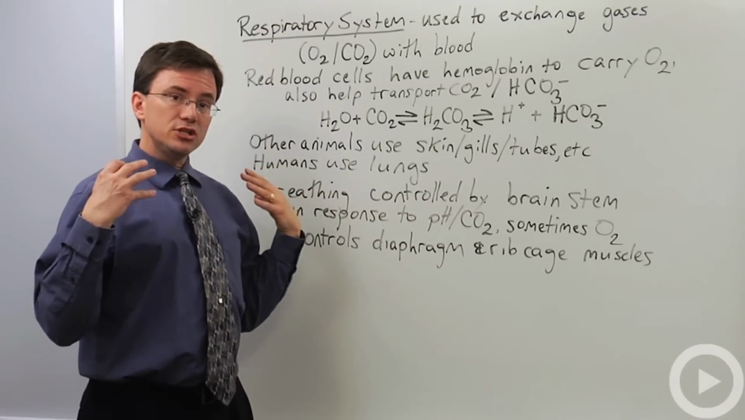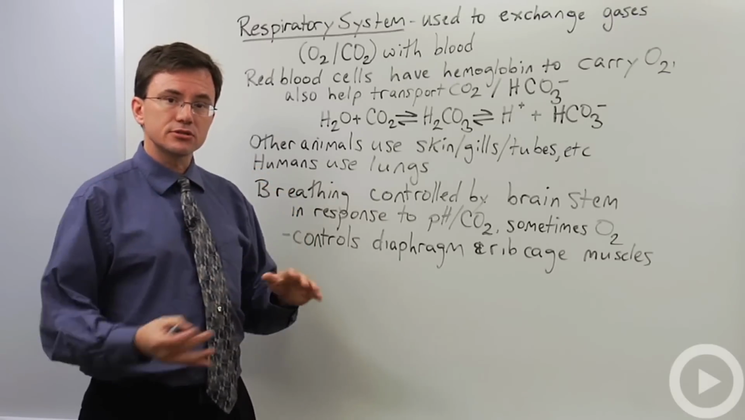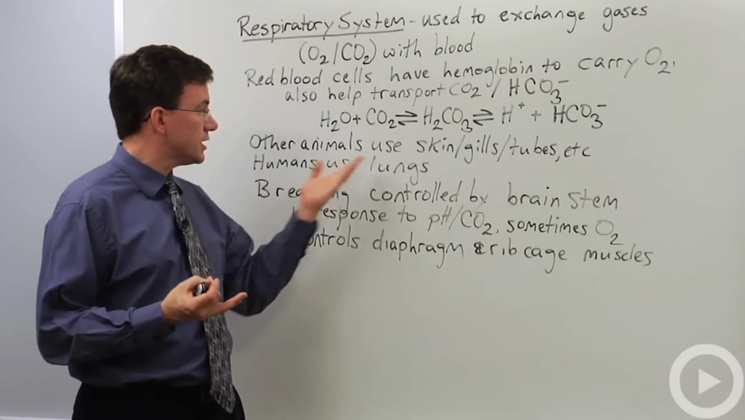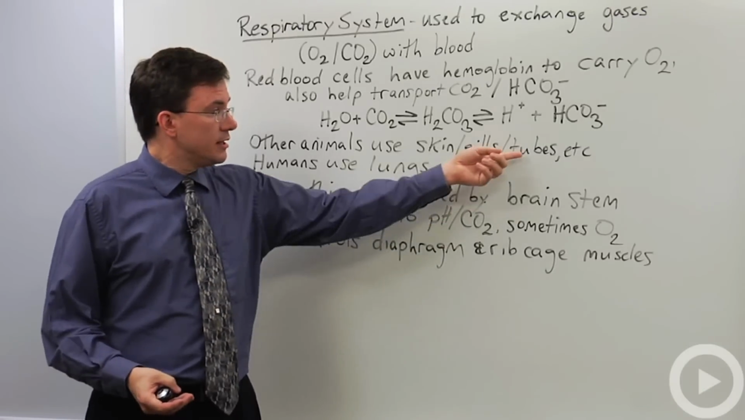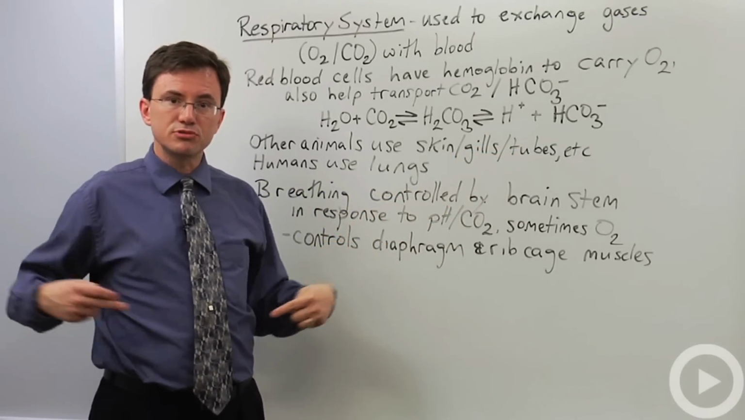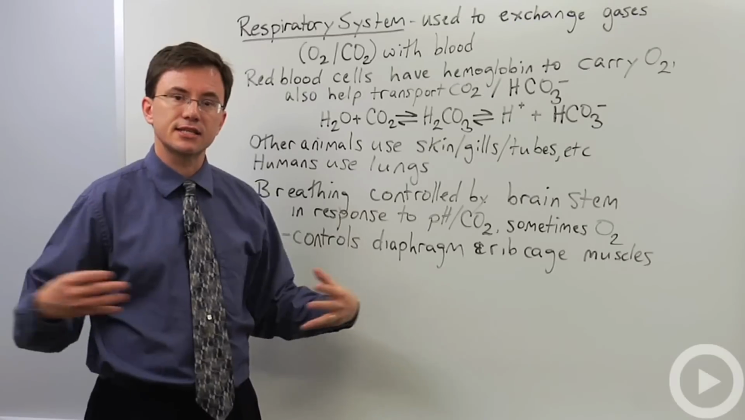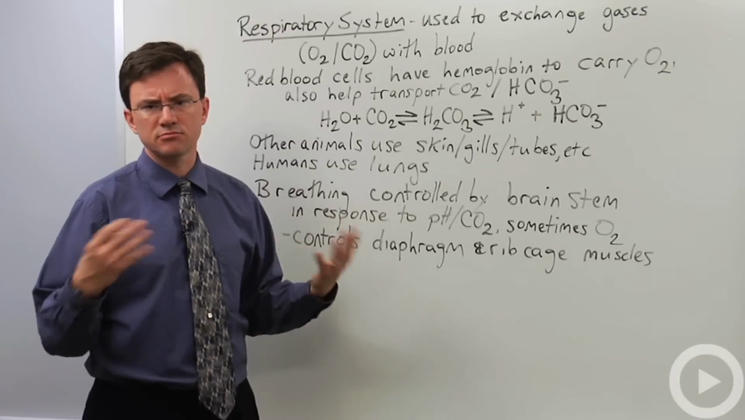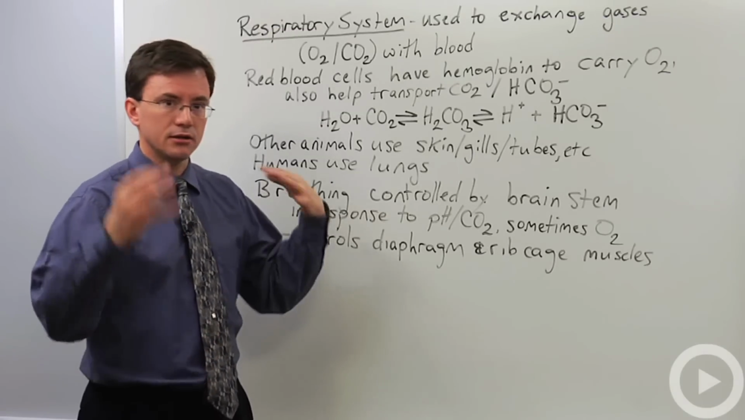Now, how do we do it? Well, we use lungs. Other creatures on this planet use their skin to exchange gases. Some use gills, obviously like fish. Insects, a lot of them have these little tubes running through their body to help gases get into their bodies. But again, like I said, we use lungs, just like birds and many other vertebrate land animals.